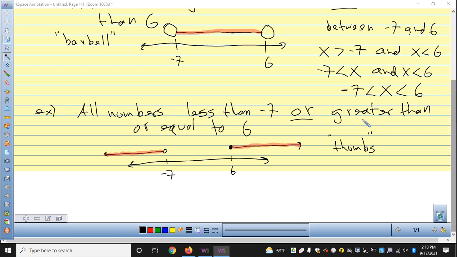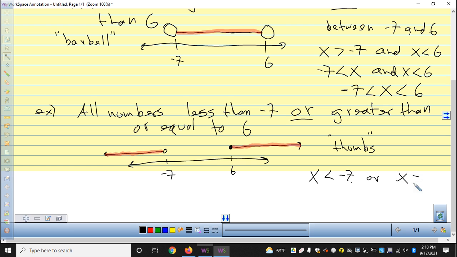And this is made up of two inequalities. x is less than -7, or x greater than or equal to 6. And we don't have a fancy way of joining the "or" inequalities together. We literally just write the word "or". So that's what we mean by an "and" and an "or" inequality.